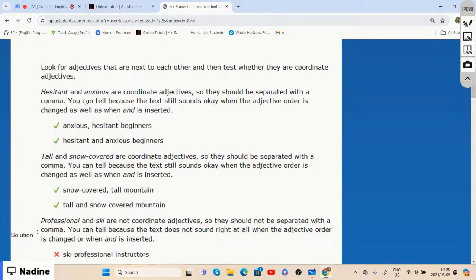You remember we can have more than one adjective that basically tells us about a noun, right? So in a sentence, you can maybe have the beautiful red dress, right? So which means that beautiful and red describe that specific noun. But now it says you need to look for adjectives that are next to each other and then test to see whether they are coordinate adjectives. And we need to first find out what coordinate adjectives are.